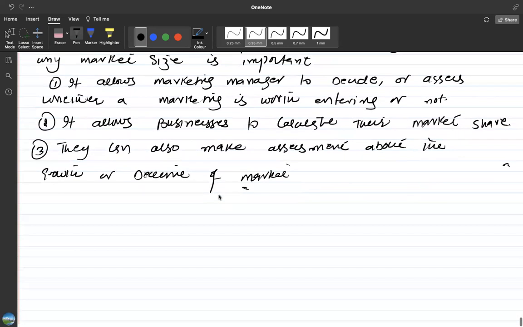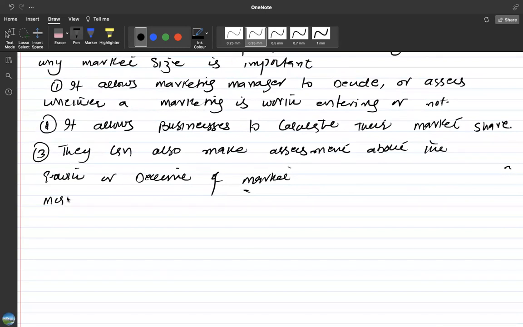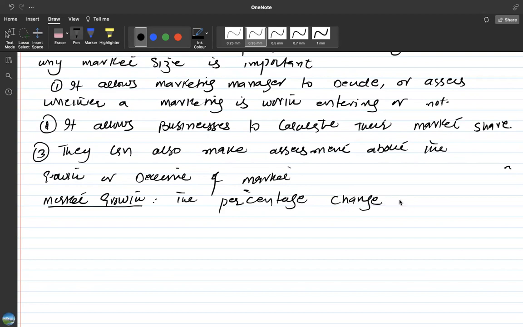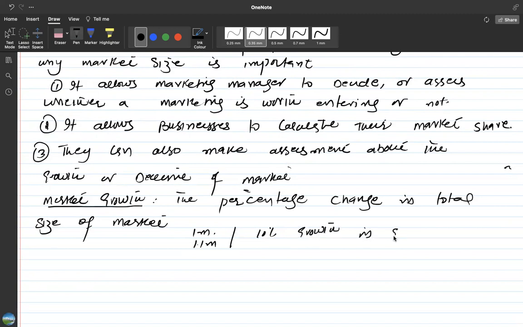The next concept is market growth. What is market growth? The percentage change in the total size of market. So if total sales in market were 1 million and now the total sales are 1.1 million, we'll say there is 10% growth in the sales in market. Or there is 10% growth in the market size.